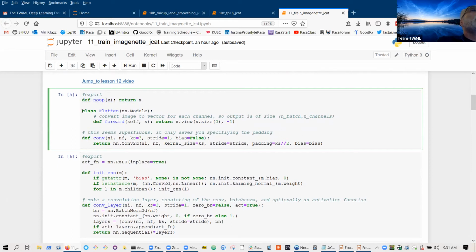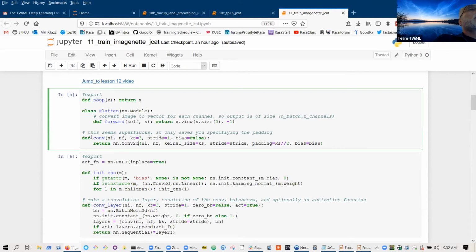Then he builds a flattened class, which basically just converts an image to a vector, the two-dimensional image part to a vector for each channel. So the output size is going to be the number of items in your batch and the number of channels. So if you have 3 channels, there's going to be 3, and then each output is going to be a vector that has the length of, I think it's 128 by 128. So you basically converted the 128 by 128 image into a 128 squared vector. That's what this flattened class is doing. And then this one, it's just a convenient way to specify a 2-dimensional convolution layer.